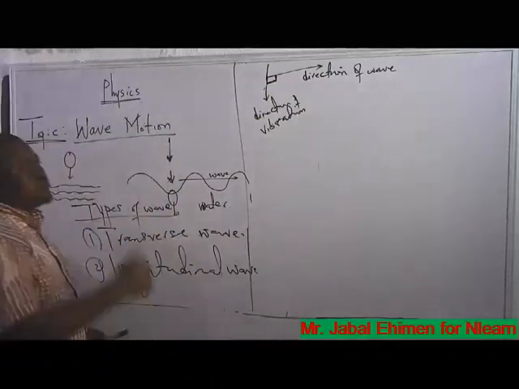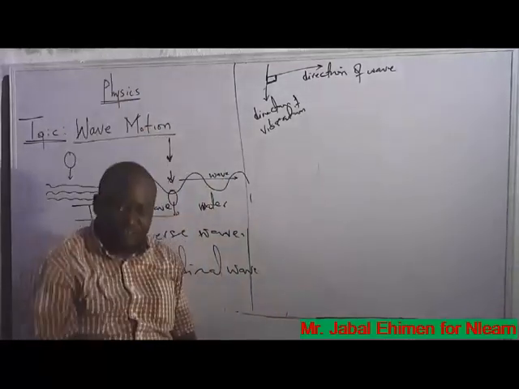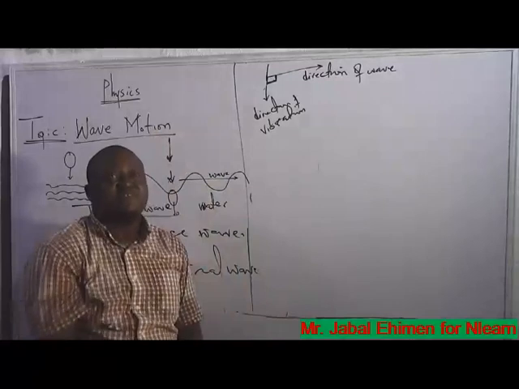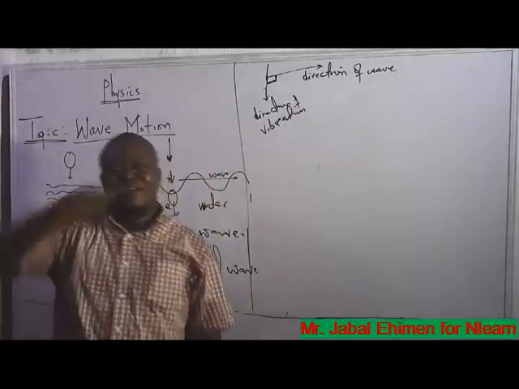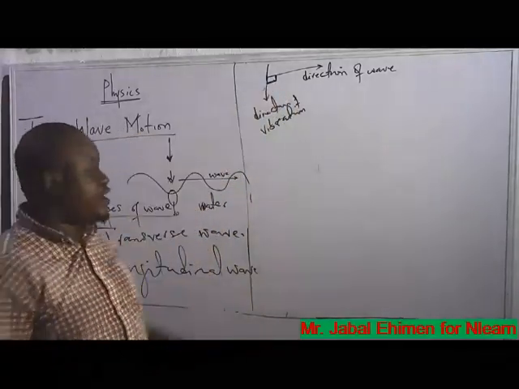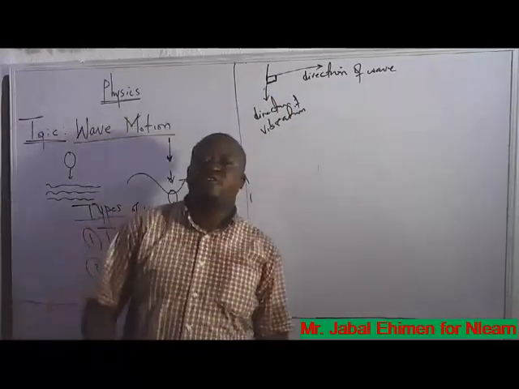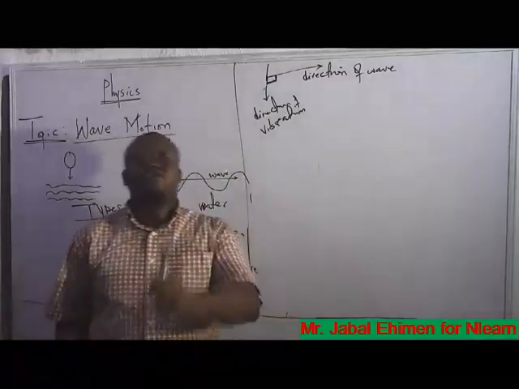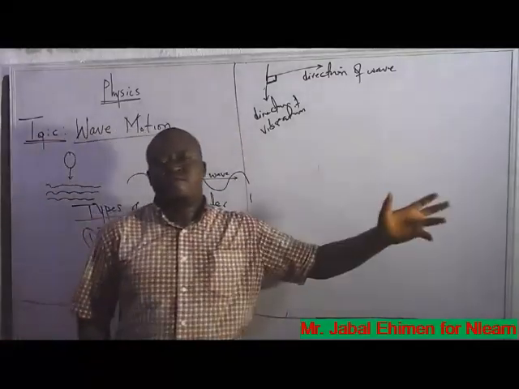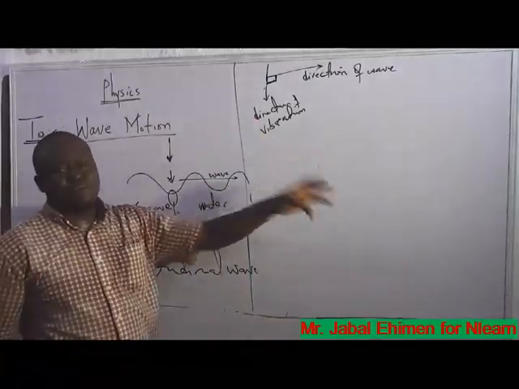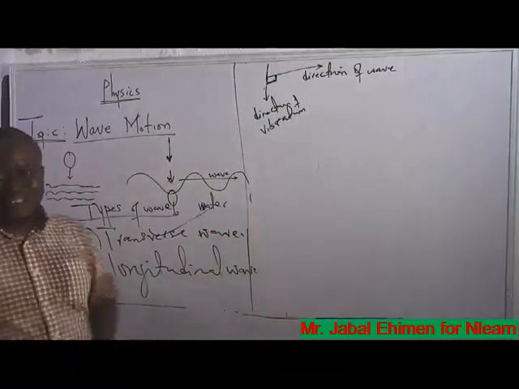So in the water wave that we discussed, if you throw a stone inside the water, it goes down. This is the direction of the vibration. As the body is vibrating down, the wave is moving like this. So the direction of vibration is perpendicular to the direction of the wave. So transverse wave is a kind of wave where the direction of vibration is always perpendicular to the direction of travel of the wave. Then the wave is said to be a transverse wave.